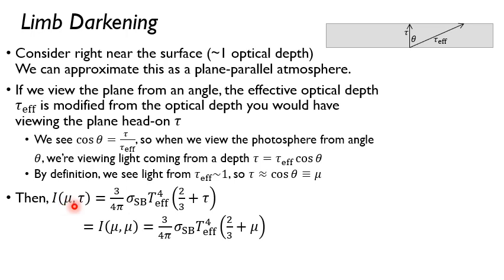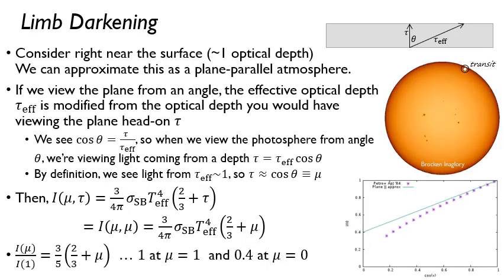of optical depth. The intensity is a function of optical depth: you have 3/4 pi, Stefan-Boltzmann constant, effective temperature to the 4th, times 2/3 plus tau. We're then plugging in the cosine of theta, or mu, for the optical depth because of this plane parallel approximation we just came up with over here. So our intensity at any given angle, or viewing angle, cosine of theta, is the black body flux that you recognize here, times 3/4 pi, times 2/3 plus mu.